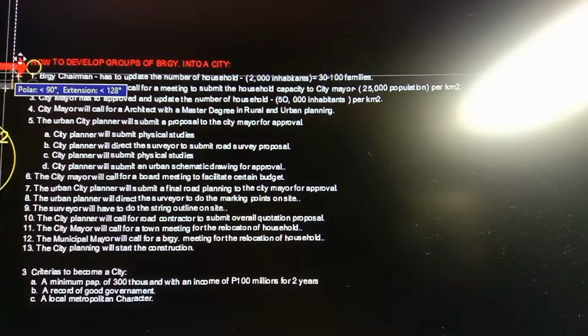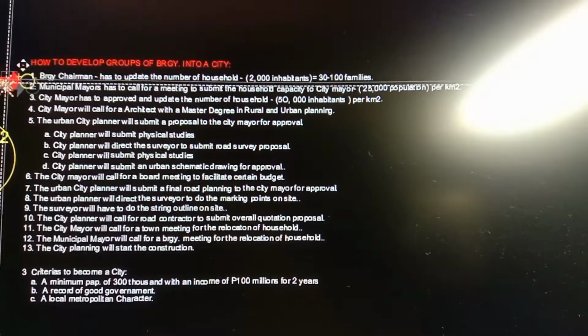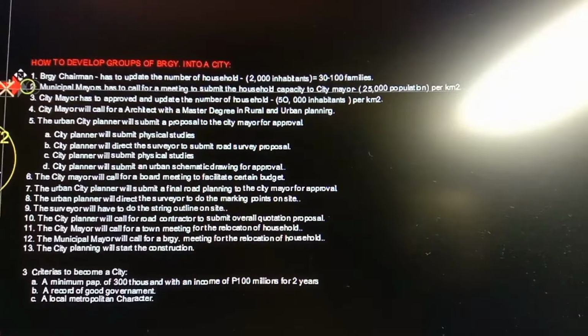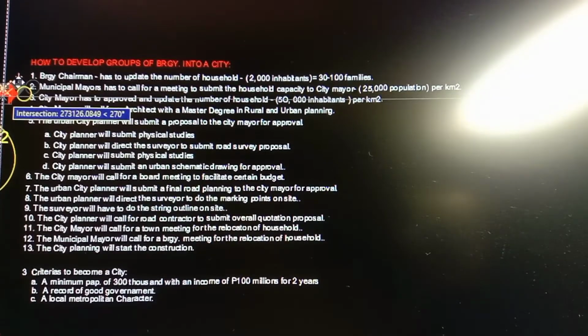Okay, what is the requirement of barangays? Or what is a barangay? Barangay is similar to barrios, the same as small groups of housing inhabitants composed of 2,000 inhabitants with a certain parameter of 30 to 100 families. So that is a barangay. Next one is municipality. Municipality is a bigger form, a bigger group of barangays in a certain area which has a capacity of not less than 25,000 population per square kilometer. So meaning more or less about 1,500 inhabitants. So that is what we call towns.